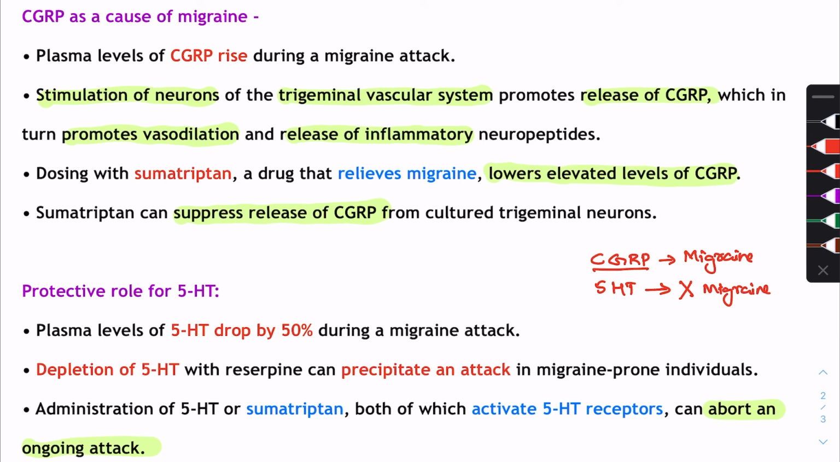Please remember, sumatriptan is effective in decreasing the CGRP, and also sumatriptan will activate the 5-HT receptors. Altogether, it will suppress the release of CGRP, lower the levels of CGRP, and also activate the 5-HT receptors. Thereby, it will abort the ongoing attack. Vasodilation in the intracranial blood vessels will come down, as it causes vasoconstriction of the cranial blood vessels. So this was about the class on migraine pathophysiology.